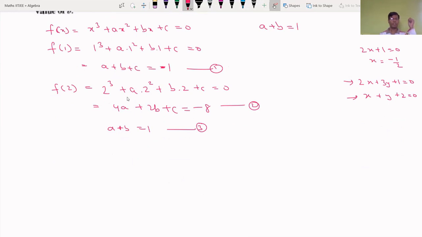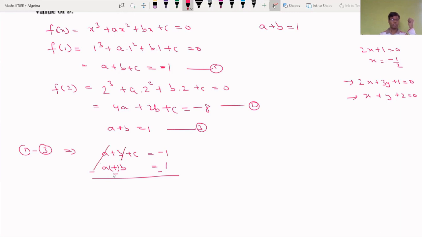We can solve these equations in multiple ways, but let's take a simple method. Now we have this first equation and we have the third equation. If you see, in the first equation and the third equation, a plus b is common. So if I subtract 3 from 1, 1 minus 3 will give me a plus b plus c is equal to minus 1, minus a plus b is equal to 1. So if I subtract them, this will become minus.